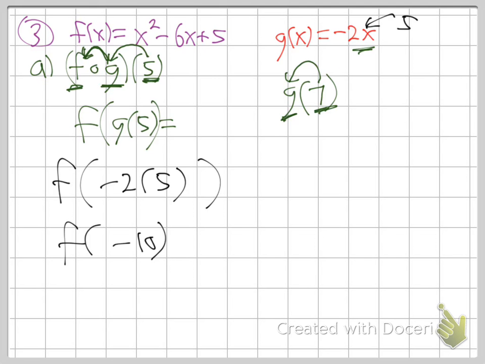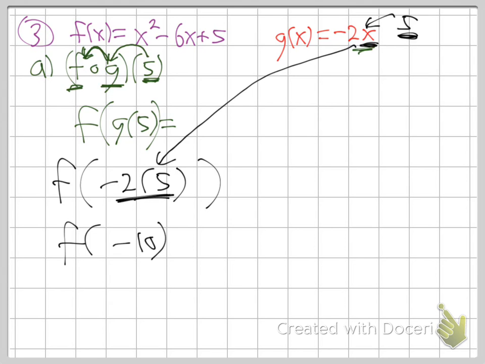Am I going too quick? See what's happening there. Let me erase the 7, that was just an example. So I'm putting 5 into the g function. Anything you plug into the g function gets multiplied by negative 2. So right here is me plugging the 5 into the g function. That's g of 5, isn't it? You put in a 5, out pops a negative 10.